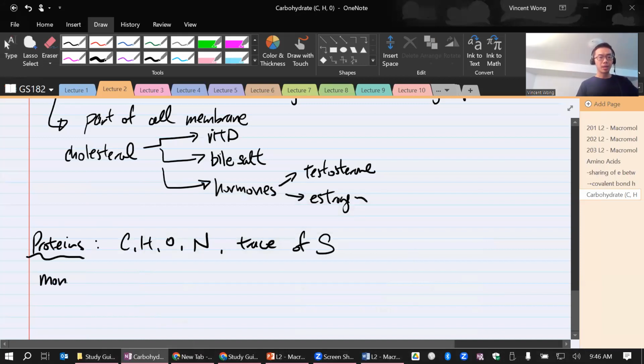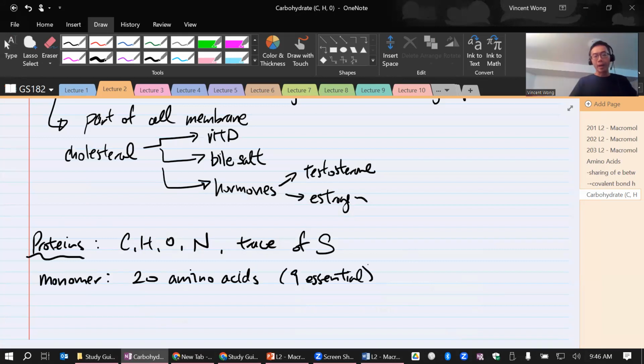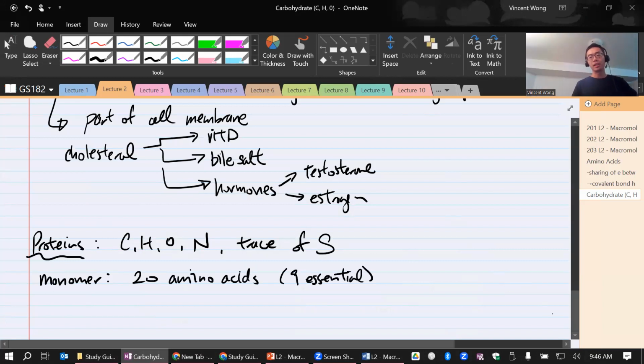So this one is the monomer again. Monomer. It's 20 amino acids. 9 of them are essential, which means you have to eat them. You cannot make them. You don't have to memorize what they are. Just be aware that some you cannot make, some you need to eat.